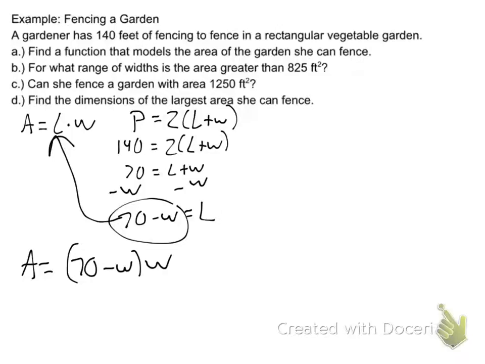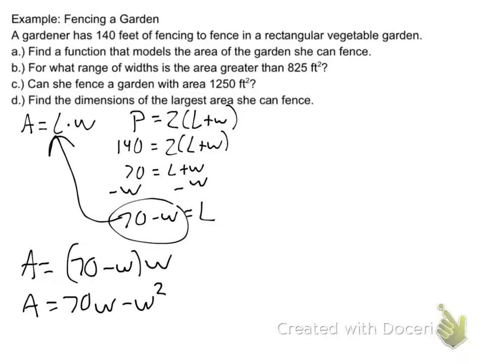It's a parabola. And maybe a better view of this would be to distribute in. And what's so special about this parabola? It opens down. So therefore, it will have a maximum, which would make sense for part D. Okay. So, we now have a formula.